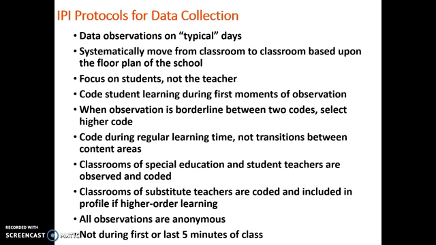When an observation is borderline between two codes, you always select the higher code. We code during learning time, not transitions between different activities. So if an observer walks in and there's a transition taking place, the observer would wait and code exactly what is observed after the transition. Special education and student-teacher classrooms are coded. Classrooms of substitute teachers are coded only if they are included in the higher categories of 4, 5, and 6. All observations are done anonymously, and no observations take place during the first or the last 5 minutes of class.